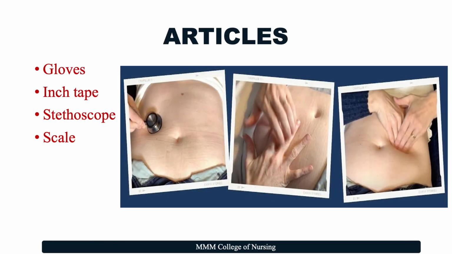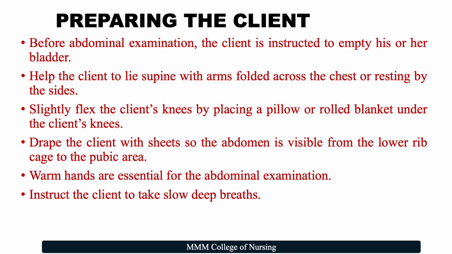The following are the articles required: gloves, inch tape, stethoscope and scale. In preparing the client, before abdominal examination, the client is instructed to empty his or her bladder. Help the client to lie supine with arms folded across the chest or resting by the sides. Slightly flex the client's knees by placing a pillow or rolled blanket under the client's knees.